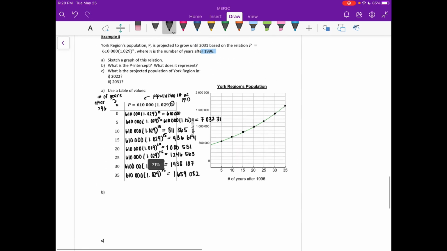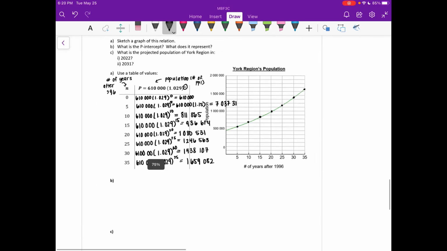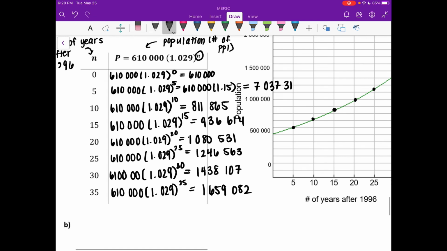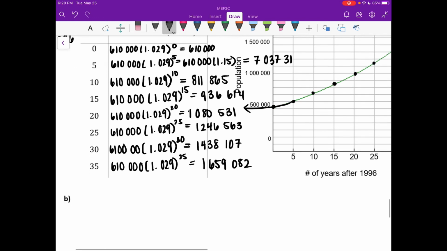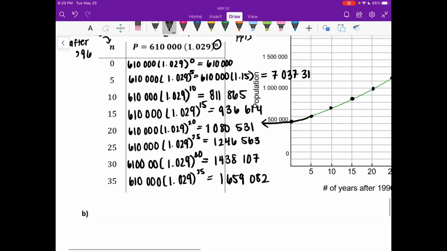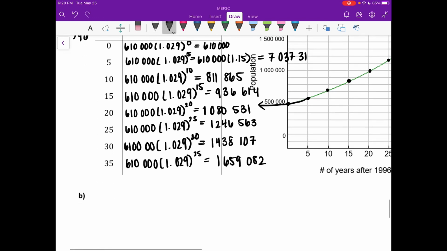So it says, what is a p-intercept and what does it represent? So when does this pass through here? The p-intercept is right here, the point at which n is 0. And we know that our p-intercept is when our n is equal to 0. So 0 years after 1996 have passed.